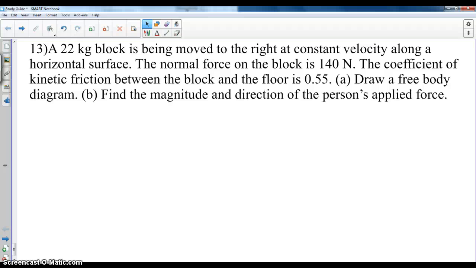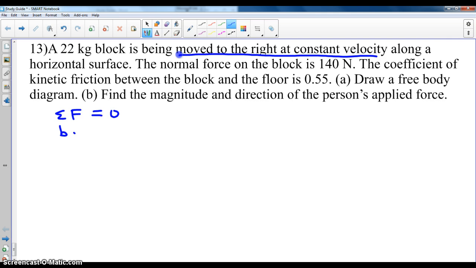Okay, here we are. I think this is the final frontier, the last video. We have a 22 kilogram block being moved to the right at constant velocity. As soon as you see that, you are thinking total force is 0, balance of the forces balance, right?